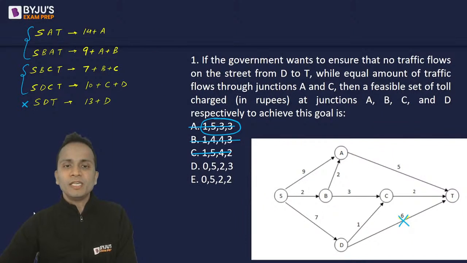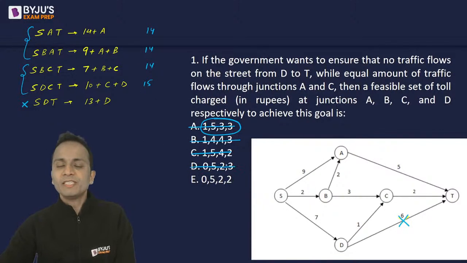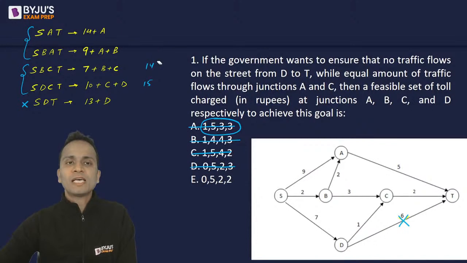Let's check the option D. 0, 5, 2, 3. So if A is 0, this is 14. Then this is also 14. B plus C is 7 and 7, 14. C plus D is 5. It is 15. Again, not able to achieve the feat. So option D is also eliminated. Now the four options are eliminated. The answer has to be option 5.